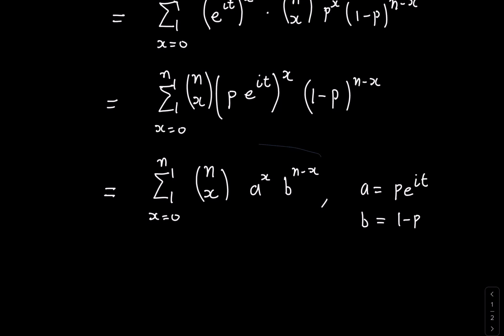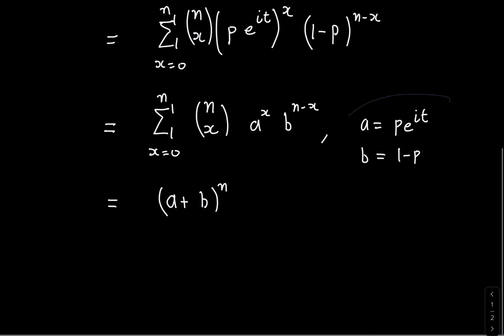And what you might recognize here is that this is actually the expansion of the binomial, which looks like this: (a plus b) to the power of n. In other words, we're actually reversing the binomial theorem, because the expansion of (a plus b) to the power of n is equivalent to this.